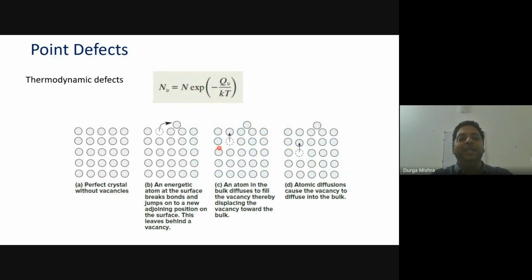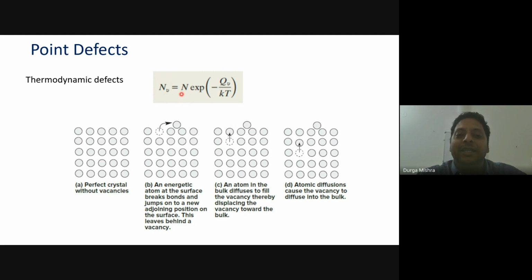So how are these point defects created? This is very interesting. It is all due to thermodynamics, which is why point defects are sometimes called thermodynamic defects. This relation tells you how many defects there will be per unit volume for a given solid at a given temperature. N_V stands for the number of vacancies per unit volume, where unit volume means cubic centimeter or cubic meter.